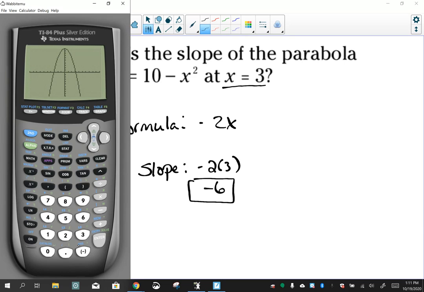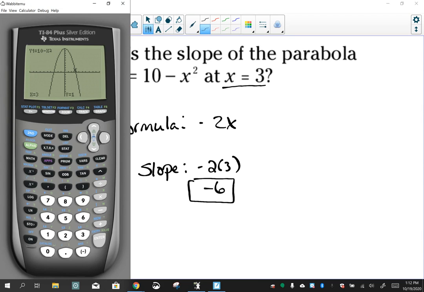If I take a look, and I hit trace and I hit 3, I am over here on that specific piece right there. And so what's happening here is I'm finding the slope. So when I get to here, the way that this parabola is changing is at a rate of negative 2x. So each point along this line is changing at a rate of negative 2x.